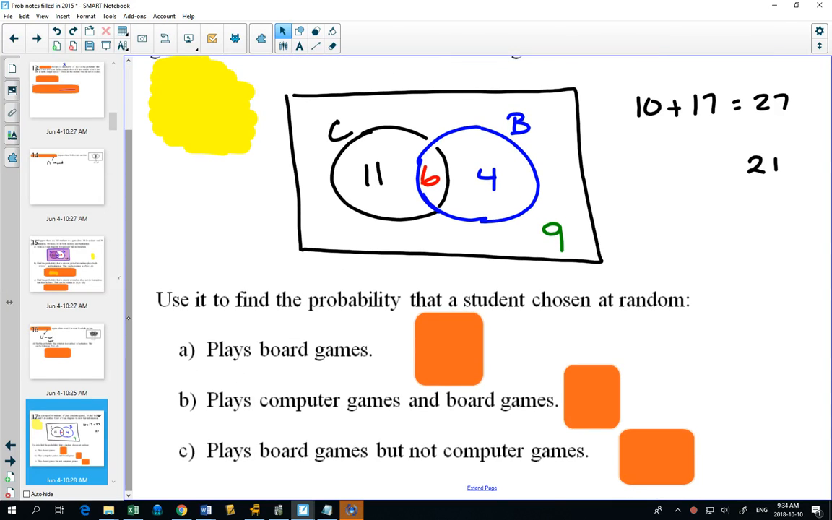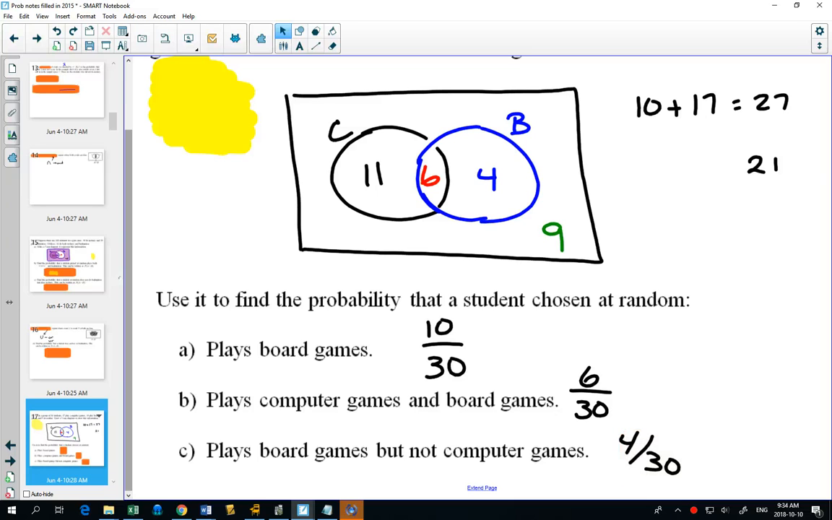And once we have the Venn diagram, find the probability a student plays board games. Well, that you could have done without your Venn diagram. Plays computer games and board games, that one we needed our Venn diagram to figure out. Plays board games but not computer games, that one we needed our Venn diagram to figure out.